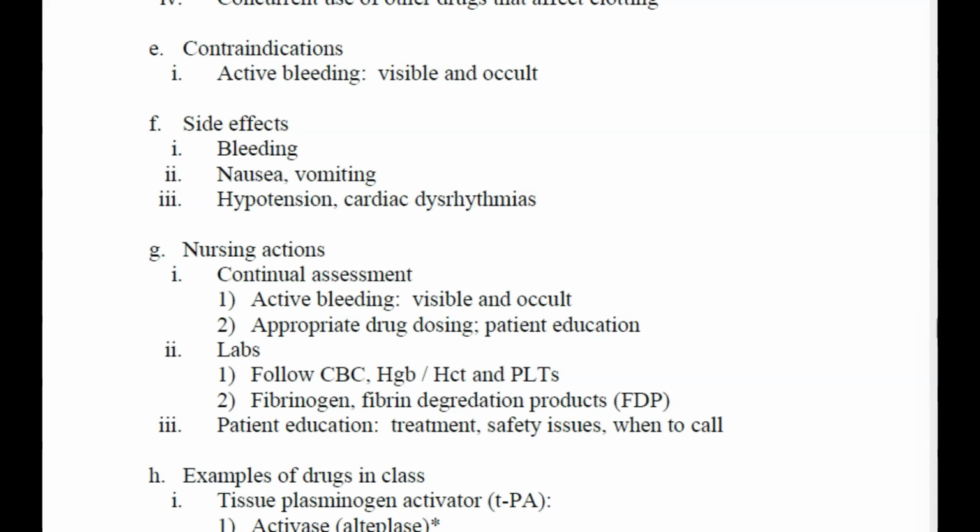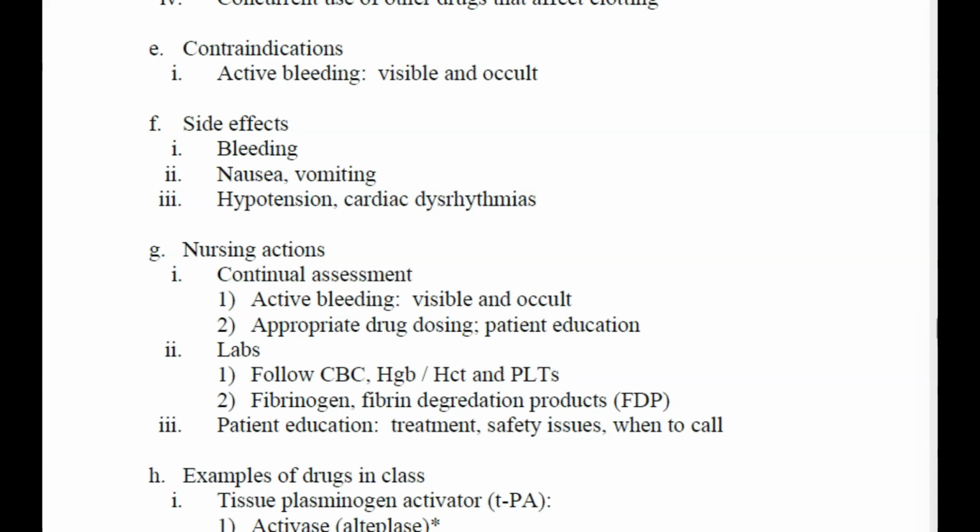Some nursing actions or nursing interventions: continuous assessment for active bleeding, again either visible or occult, appropriate drug dosing, and a huge part is also patient education. A very important component is ensuring safety and prevention of falls, as this can cause life-threatening complications from hemorrhage or bleeding. Labs to monitor: CBC, hemoglobin and hematocrit, and platelets.